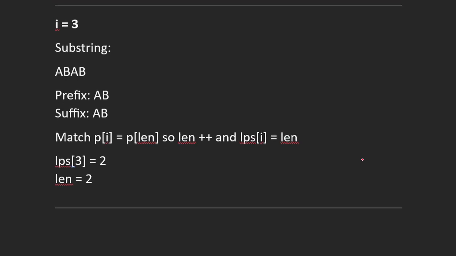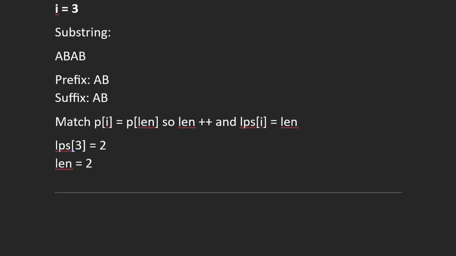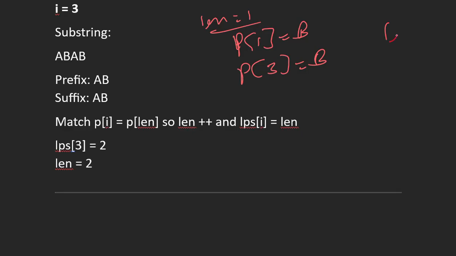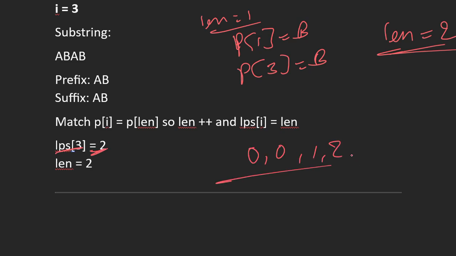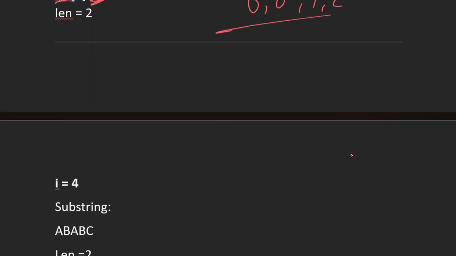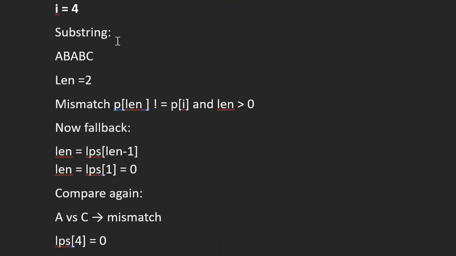Next we move to i equal to 3. At i equal to 3 our length is equal to 1. So P of 1, that is B, and P of 3 is also B, so again matched. So length now becomes 2 from 1, and LPS of 3 will become 2. So our LPS is 0 0 1 2, right? Next we move to index number 4.